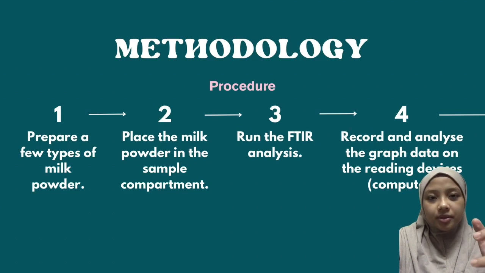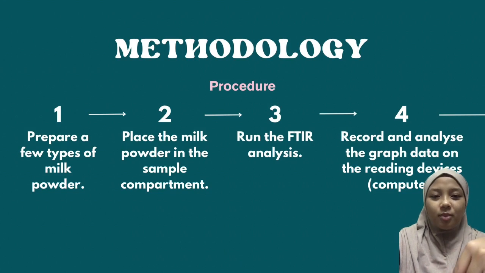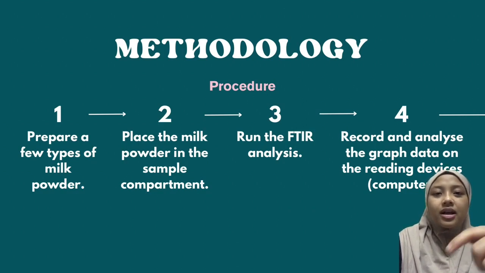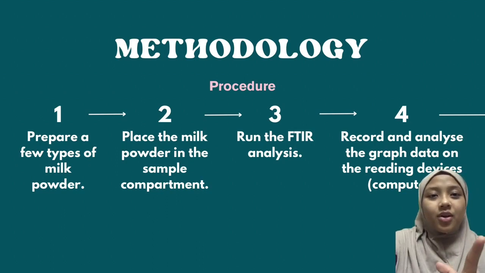First, prepare a few types of milk powder. Oh yes, I would like to share with you a little bit on how to prepare a sample. For a solid sample, we can use the KBr pellet method, where we grind the sample with potassium bromide into a fine powder, and then it will be pressed with high pressure to form a pellet. After that, we can directly place it in the IR for analysis. Next, liquid. As what Encik Zurin said, for a liquid sample, we can just directly put a small amount of the sample in the FTIR using a dropper. As for gas, we can use a gas cell to perform analysis. Now we continue back with the procedure.